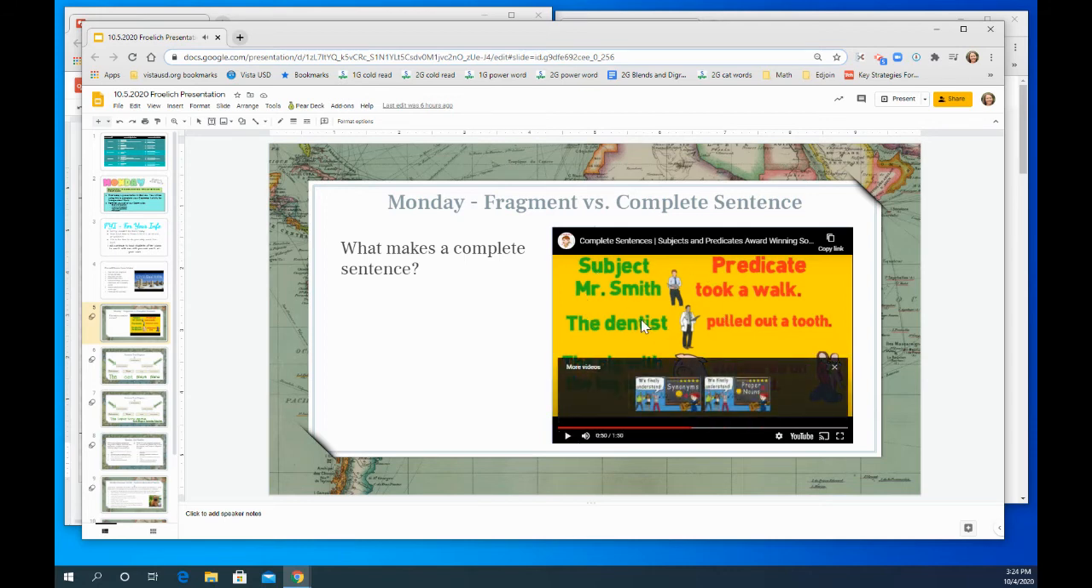So you heard the subject is who or what the sentence is about. The predicate is what they are doing. It's the action word or the verb that tells what they're doing.